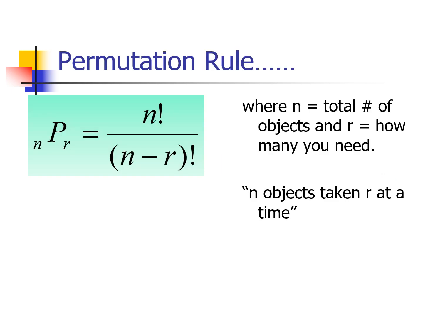Okay? Now, in the formula of permutation of n taken r, n is the total number of objects. And r is the number of objects that you need. Okay? Sabi ko kanina, for example, meron kang 5 books and you will just arrange the 3. So, the n now is 5 and the r is 3. Remember, mas malaki always ang value ni n compared kay r. Now, we have n objects taken r at a time.